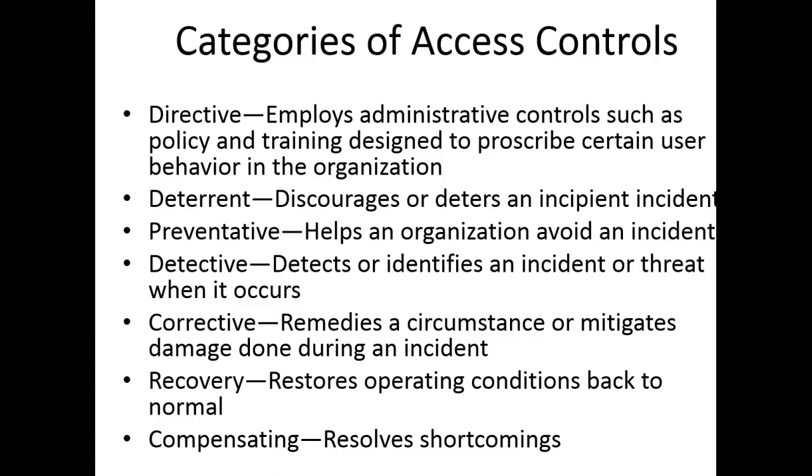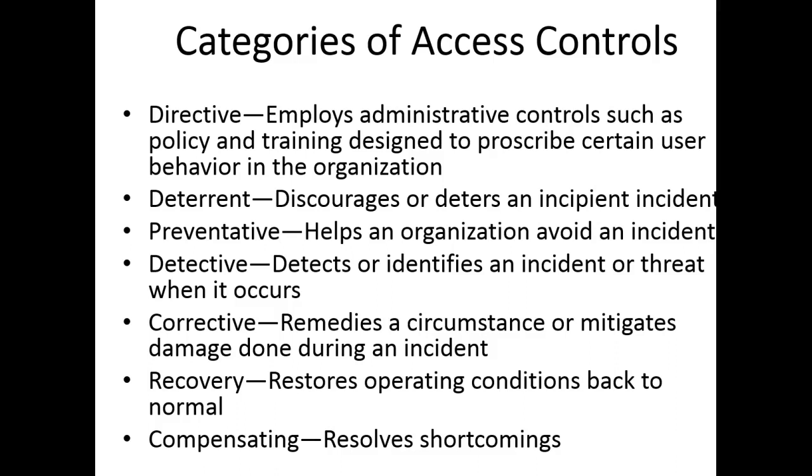So now let's look at categories of access control. There are a number of approaches that are used to categorize the access control methodologies. One of them is directive, which employs administrative control such as policy and training that is designed to prescribe each user's behavior in the company. The second one is deterrent, which discourages or deters incidents. For example, signs that indicate video monitoring.